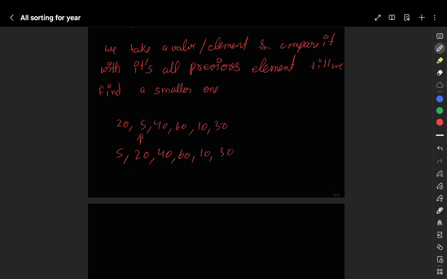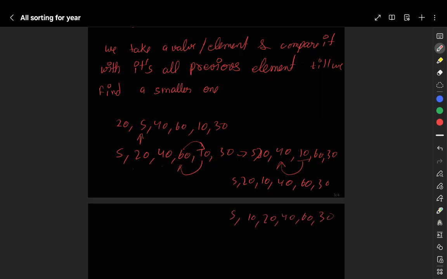We see 10. 60 is bigger than 10, so we compare it and swap it. Now our array is 5, 20, 40, 10, 60, 30. 40 is already bigger than 10, and 20 is also bigger than 10, so we swap again. We take an element, swap it with all its previous larger elements, and then we find a smaller one.